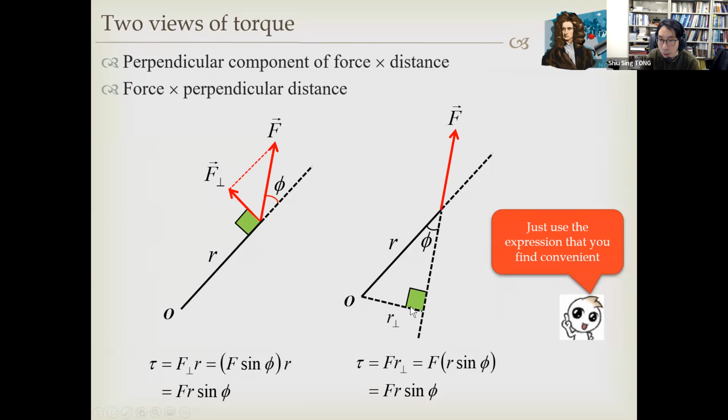But you can notice that there's a right angle triangle here, and this is r, and this angle phi is the same as this angle. They're alternate angles. So r perpendicular can be written as r sine phi. You have r perpendicular replaced by r sine phi here, and you get the same result of F r sine phi. So you just use the convenient way to figure out the answer. You can either resolve the force component, use the perpendicular component multiplied by the radius, or you can multiply the force by the perpendicular distance. They both give the same answer.